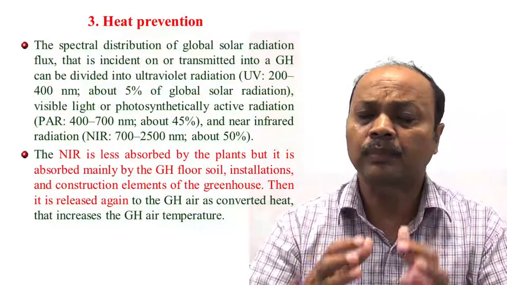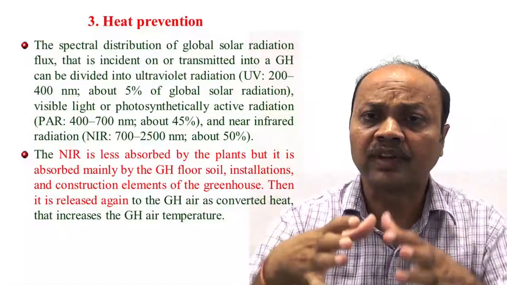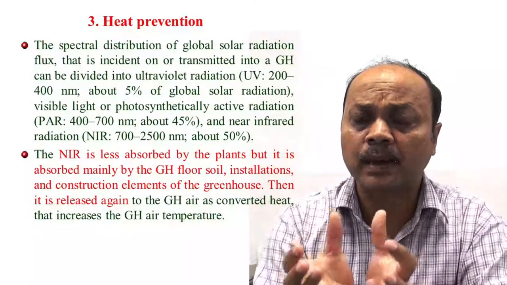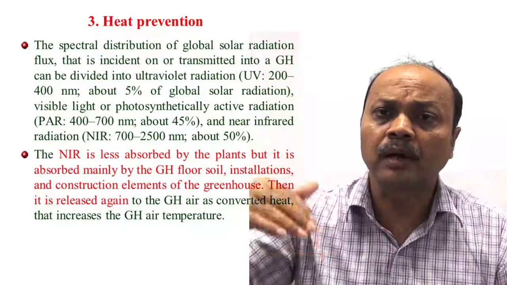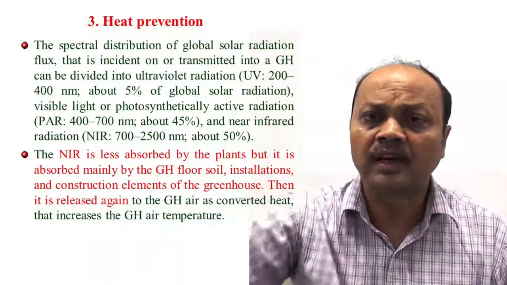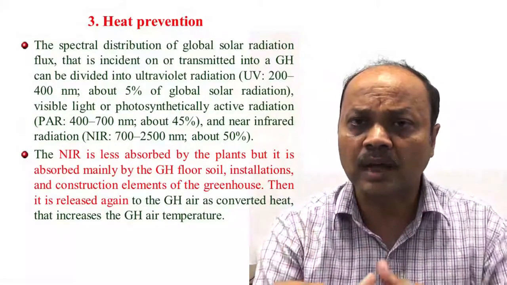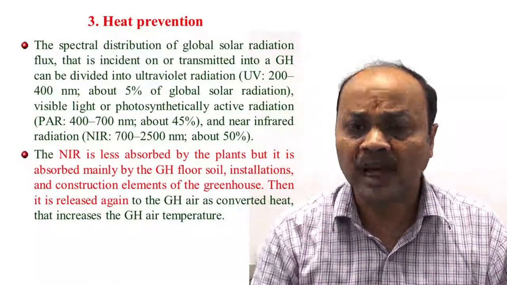Suppose that at any place light is coming, various things happen. It may be absorbed by the cladding material, or reflected, or transmitted. It depends on three things: transmission, absorption, and reflection. Based on the different cladding material you are using, these three phenomena occur.